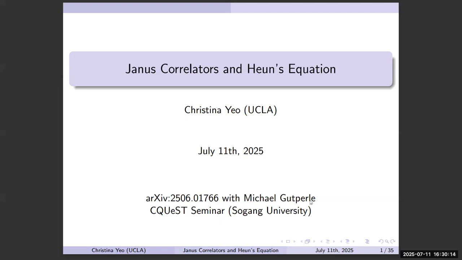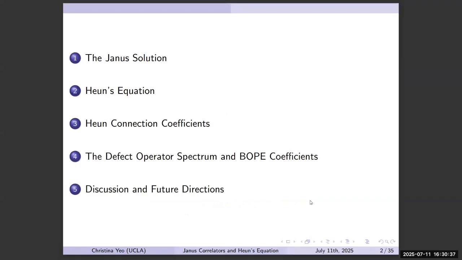As the instructor said, I'll be talking about 2-point correlators in Janus spacetime. I'll go into what that means and the equation of motion that we get from that setup, which is called Heun's equation. It's based on a recent work with my advisor, Michael Gupro. Yeah, so I'll first go over what the Janus solution is.